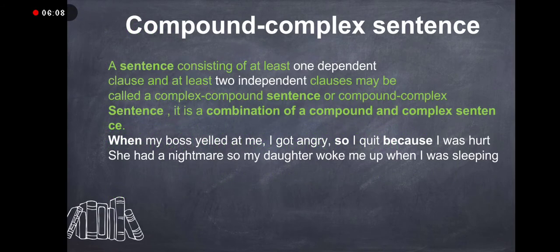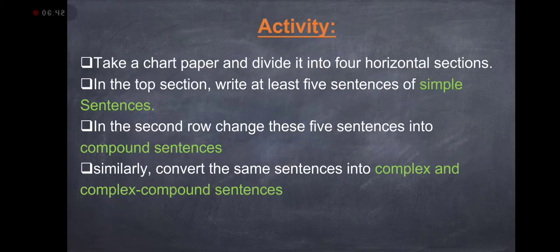Now comes the compound complex sentence. A sentence consisting of at least one dependent clause and at least two independent clauses may be called a complex compound sentence or a compound complex sentence. It's a combination of compound and complex sentence. When my boss yelled at me, I got angry, so I quit because I was hurt. She had a nightmare, so my daughter woke me up when I was sleeping. So these are the examples of compound complex sentences.